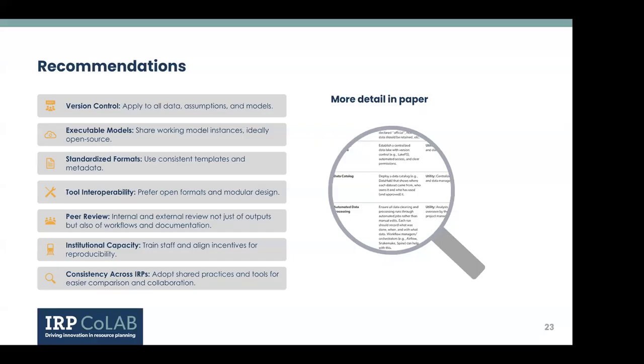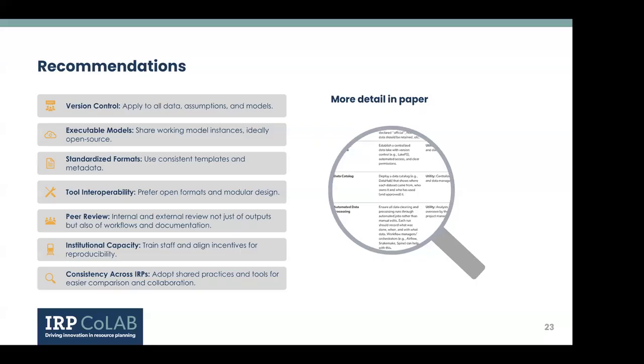Tool interoperability. I've already talked about the fact that these IRP processes usually use several tools in parallel or in series, and different IRPs in the same, broadly speaking, geographical area use very different tools. It's fine if everybody uses different tools. There are different requirements in different locations, so I'm not advocating for everyone to adopt a single tool, but it helps if they're interoperable. It helps if you can move data from one tool to another tool easily and ideally in an automated way. It helps if someone can take your analysis and run it through their tool.